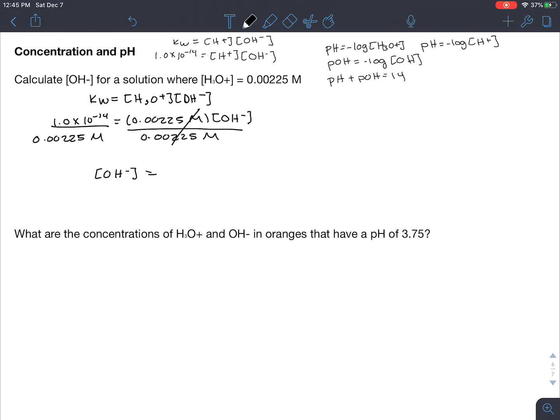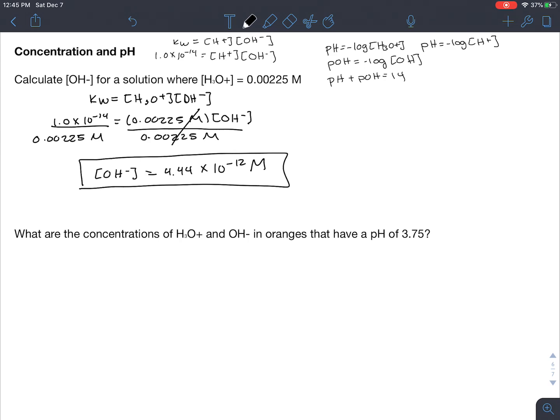And the answer then comes out to be 4.44 times 10 to the negative 12 molar. Since it's a concentration, it needs to have the unit of molarity. Now you could have solved this for hydronium, you could have solved for Kw, it just depends on what you're given. So it's always really helpful to either write out all the equations that you know based off of a certain topic, or look at your equation sheet, write them on the side of the problem, and then just pick apart what you have and what you need.